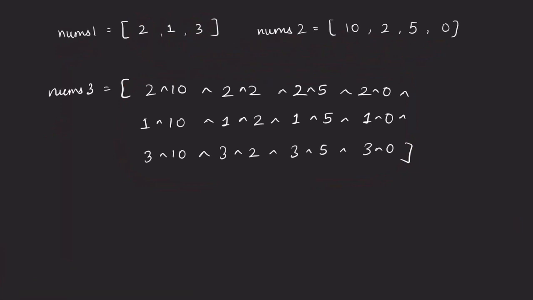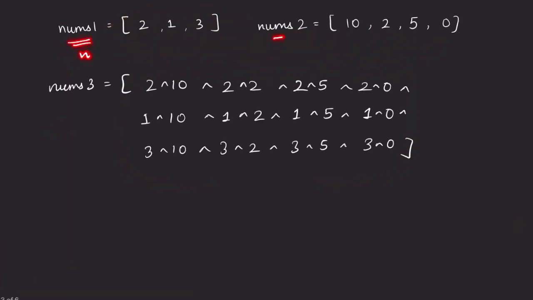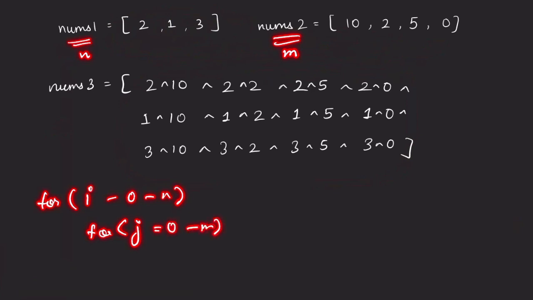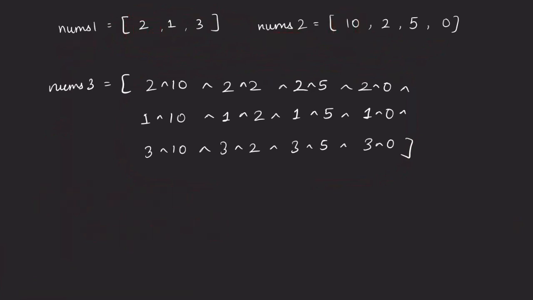So see, how can we solve this? The brute force approach would be to run a for loop equal to the length of nums1, and inside that run a loop for nums2. So if the length of nums1 is n and that of nums2 is m, first you run a for loop of i from 0 to n, inside that a for loop of j from 0 to m, and then you find the XOR of nums1 of i and nums2 of j. You keep doing the XOR in some variable, and at the end you return that XOR as your answer, right?